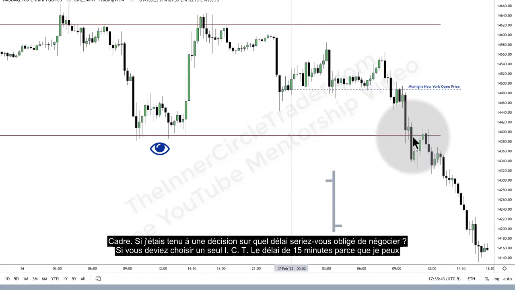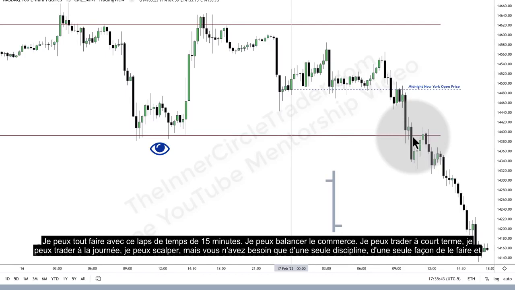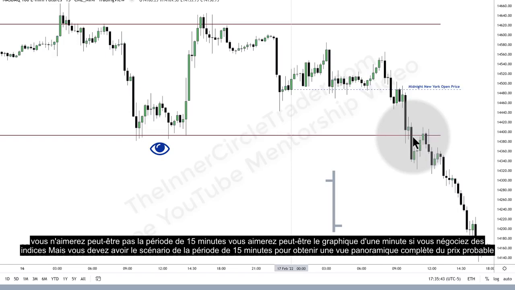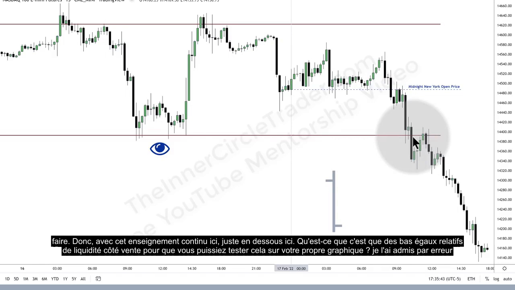If I was held to a decision of what time frame you would be forced to trade with if you had to pick just one, ICT, the 15-minute time frame. Because I can do anything with that 15-minute time frame. I can swing trade, I can short-term trade, I can day trade, I can scalp. But you only need to have one discipline, one way of doing it. And you might not like the 15-minute time frame. You might like the 1 minute chart if you're trading indices. But you have to have the storyline of the 15-minute time frame to get the full panoramic view of what price is likely to do.